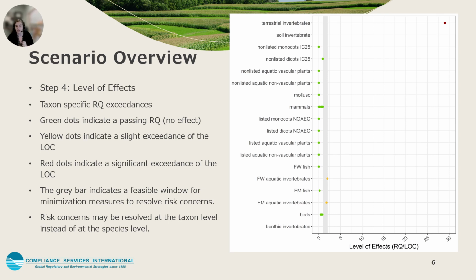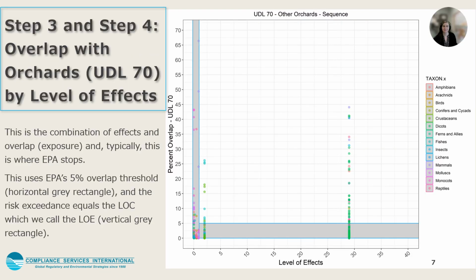And this is demonstrated. You'll see we have some yellow dots for freshwater aquatic inverts, a yellow dot for estuarine aquatic inverts, and then the other taxa have green dots. And so this is really setting up that step 4 level of effects as we move into the remaining steps.